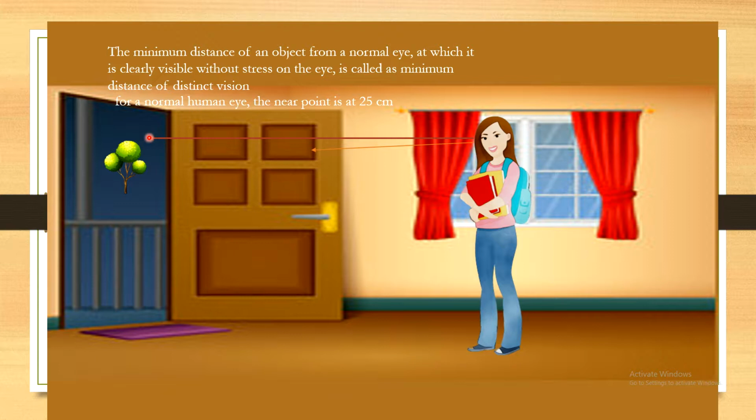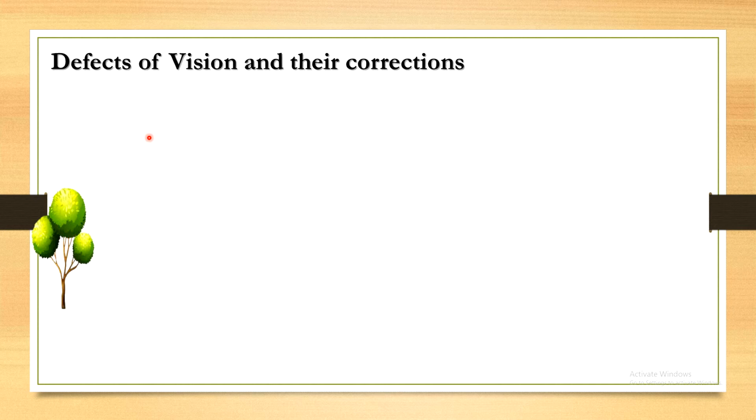So if there are some defects in the lens, that means the capacity of the lens decreases, then there may be some defects. Let's see what the defects of vision are and their corrections.